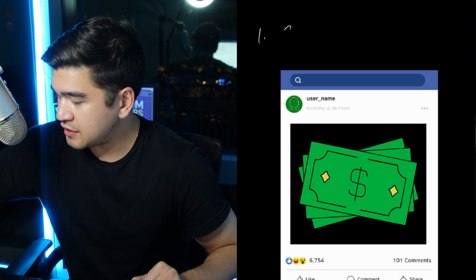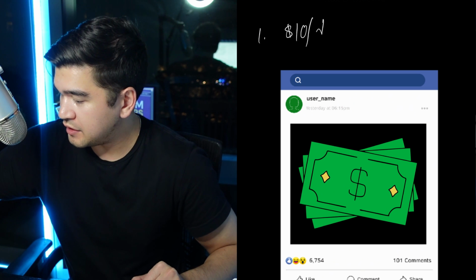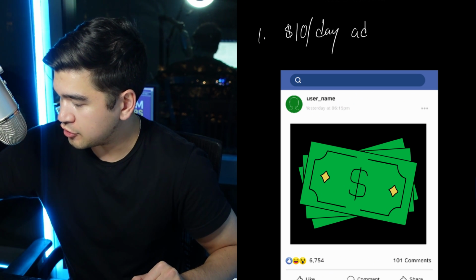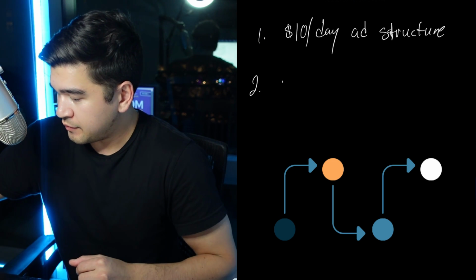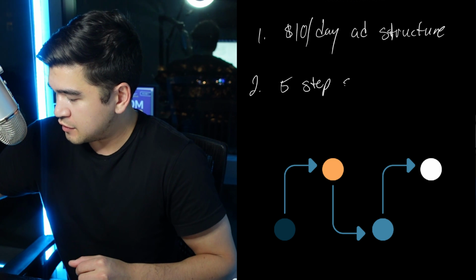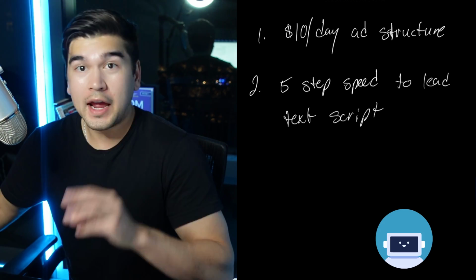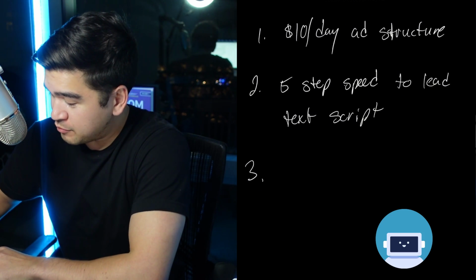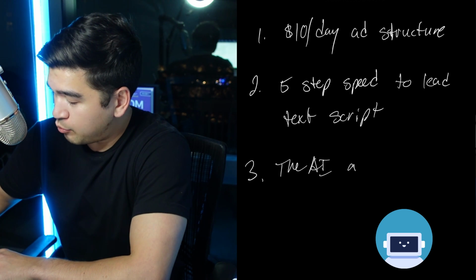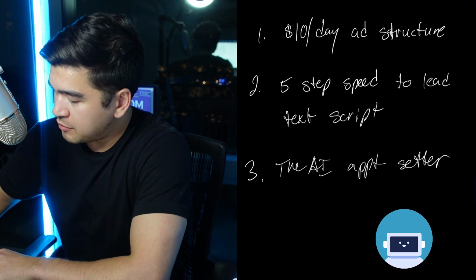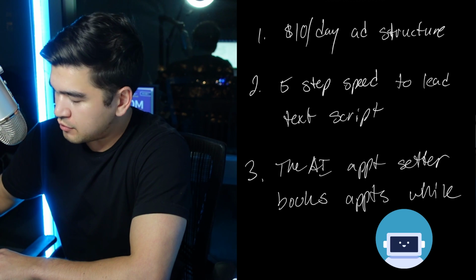So there's 3 steps we need to break down when creating this system. The first thing is the $10 a day ad structure. The second thing is the 5-step speed to lead text script. And the third thing, which is most important, is the AI appointment setter that books appointments while you sleep. So here's the setup we use in every market.